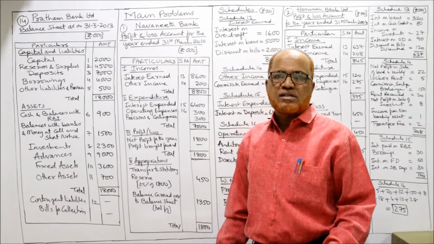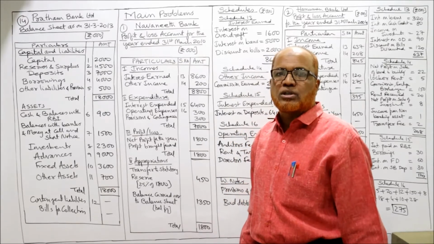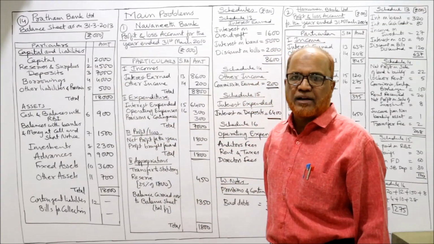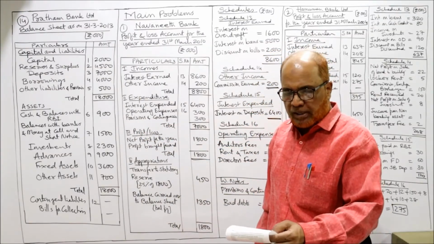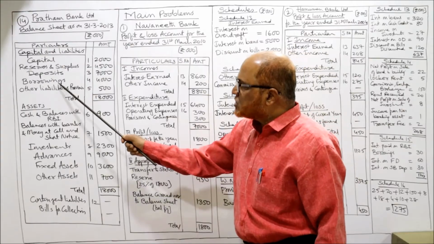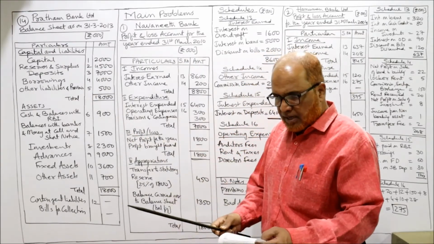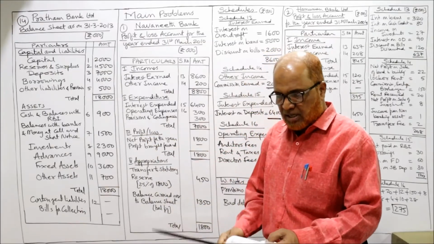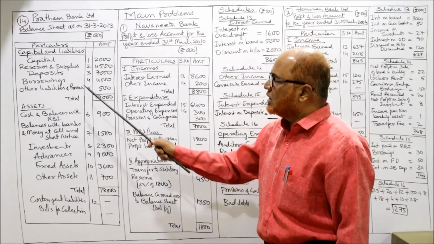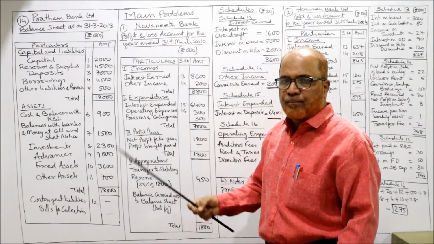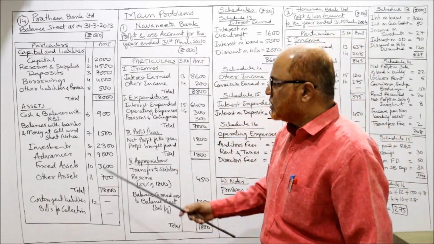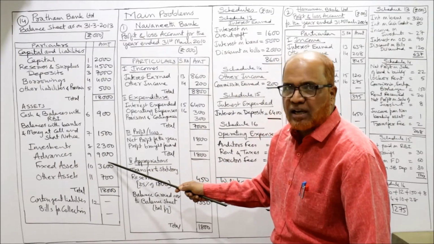First item, reserves and surplus. It is given reserves and surplus 4,500. So I am writing reserves and surplus 4,500. Second item, it is given borrowings 4,000. So against borrowings, I am writing 4,000. Next comes capital 2,000. So first capital 2,000 I have taken. Next deposit 7,000. Against deposit I have taken 7,000. Next item, advances 9,000. So against advances I have taken 9,000.